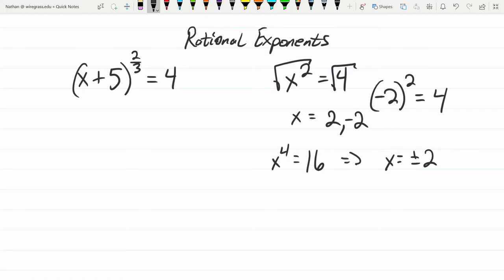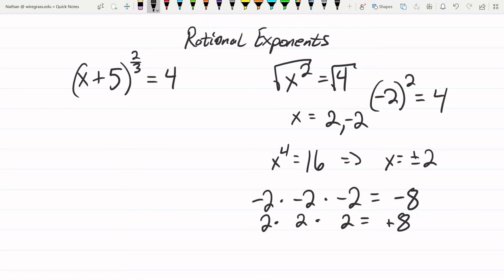This is not true for cubed powers or fifth powers or seventh powers. Odd powers do not have this because negative 2 times negative 2 times negative 2 equals negative 8, and 2 times 2 times 2 equals positive 8. So there's definitely a distinction between negatives and positives for odd powers. However, with even powers, the evenness of the power cancels with the negative. That's the reason why you have to consider that. So with that in mind, let's solve this first equation.